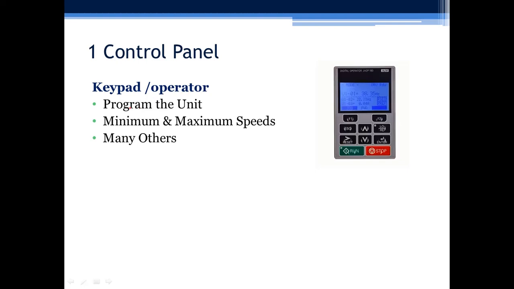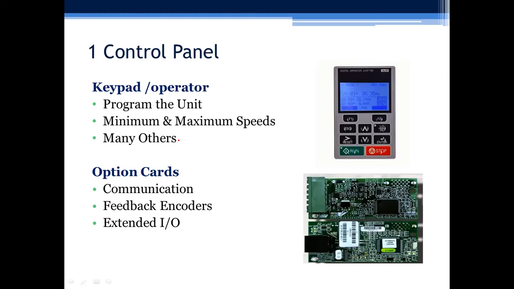With this you can program the unit. You can set the minimum and maximum speed. You can set other parameters. You can set the rated frequency, you can lock it, or you can set the rated current. So there are various parameters which are available in drive, Siemens drive, ABB drive, and other drives. So you can do so many tasks. You can customize it as per your requirements.